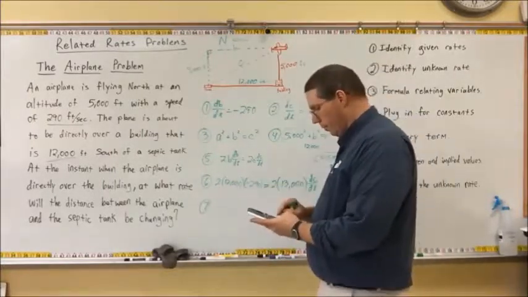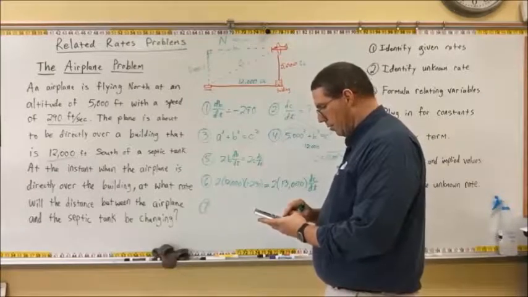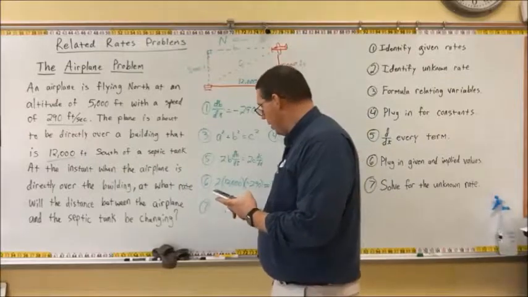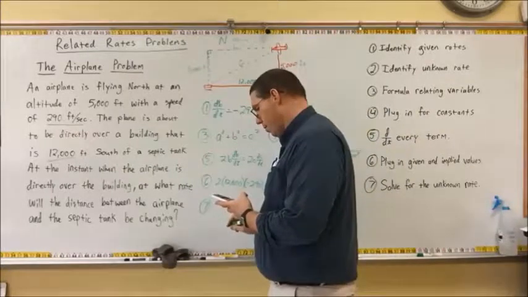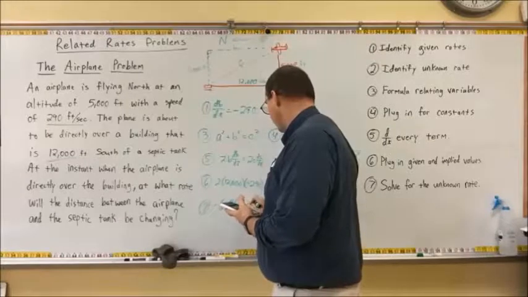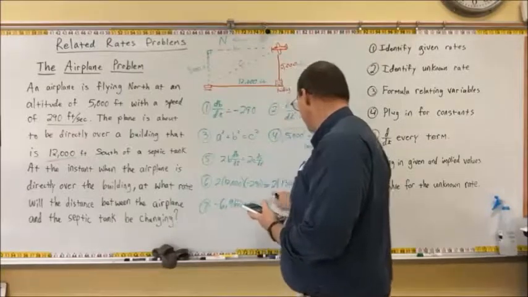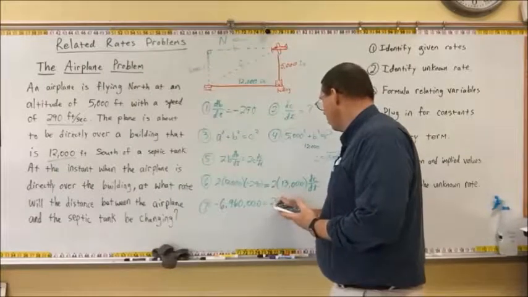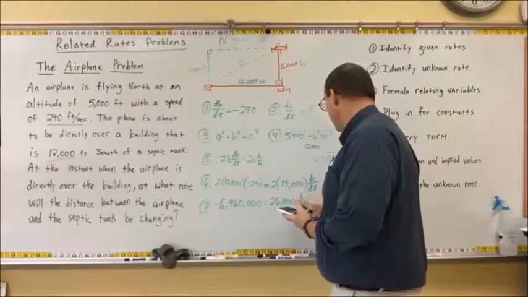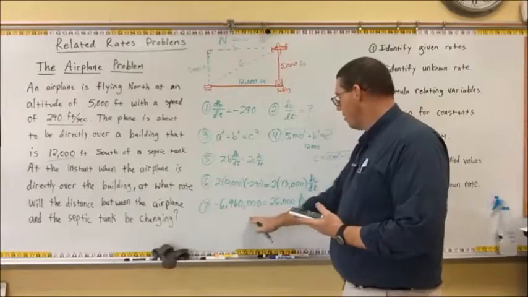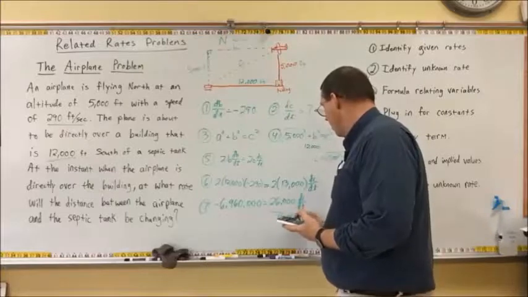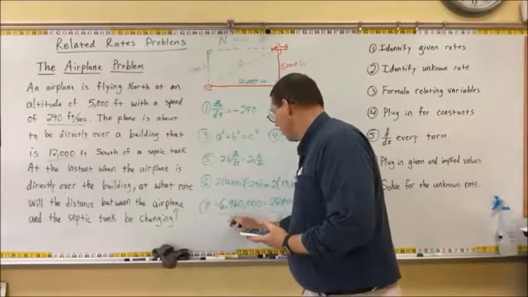So 2 times 12,000 times negative 290. Okay, well that's negative 6,960,000. Okay, equals 2 times 13,000 is 26,000 dc/dt. And now all I have to do is divide this number by 26,000 on both sides. Cancel. 26,000.